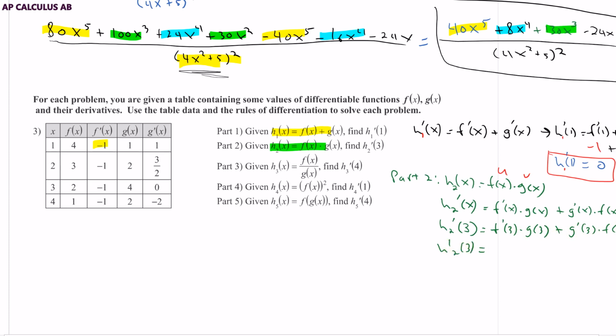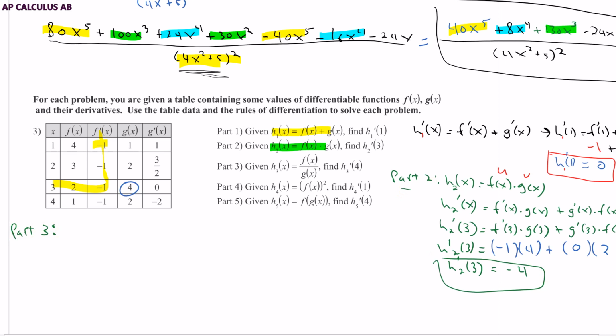F prime of 3, if we look over here, f prime of 3 is negative 1. So this is going to be negative 1 times g of 3 is 4, right? We found that here, plus g prime of 3. G prime of 3 is 0. It doesn't really matter what this is now because it's just going to be 0, but let's just find it anyway. F of 3 is 2, and so our answer here is going to be h2 prime is negative 4. Alright, that's part 2. Let's do part 3 over here.